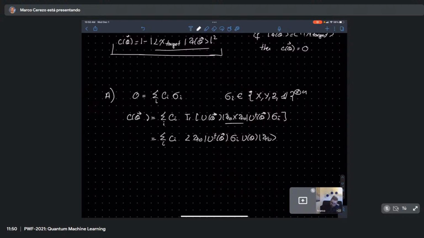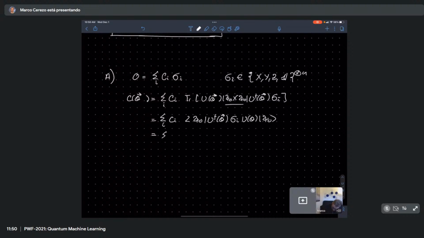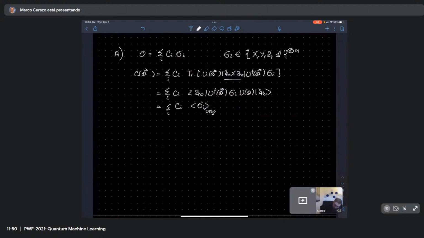So this is what we need to do. We need to compute essentially a summation of expectation values of our states, sigma_i, over our evolved states U of psi_0. So how do we go about doing this? What do we know?